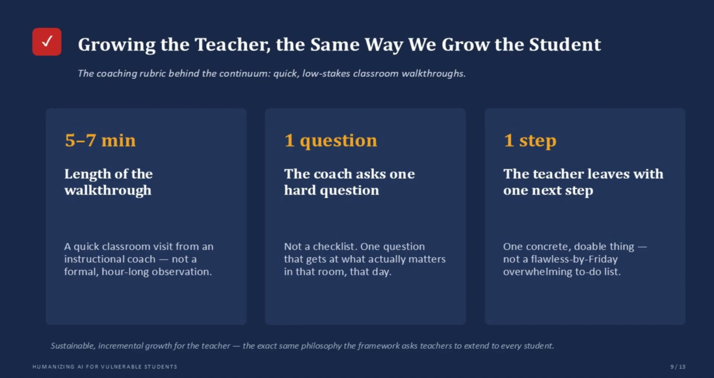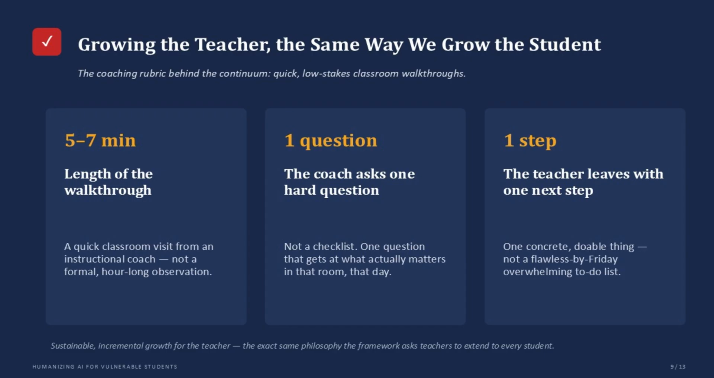And the golden rule there is really cool. The coach asks just one targeted question and leaves the teacher with one concrete next step. That's it. One question, one step. No massive, overwhelming checklists of flaws. Right. Just sustainable incremental growth for the teacher, which totally mirrors the growth expected of the students.